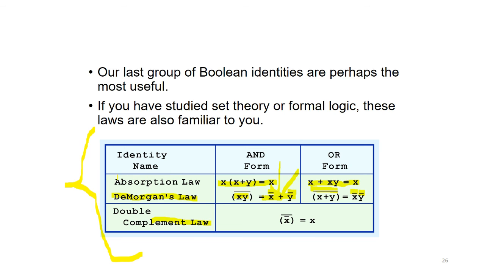Then we have the double complement law. X bar, and on top of that bar we have another bar, gives us a value of x itself. So these logics or these formulas or Boolean identities, whatever you call it, these are very important, and you must remember this one for solving numeric problems.